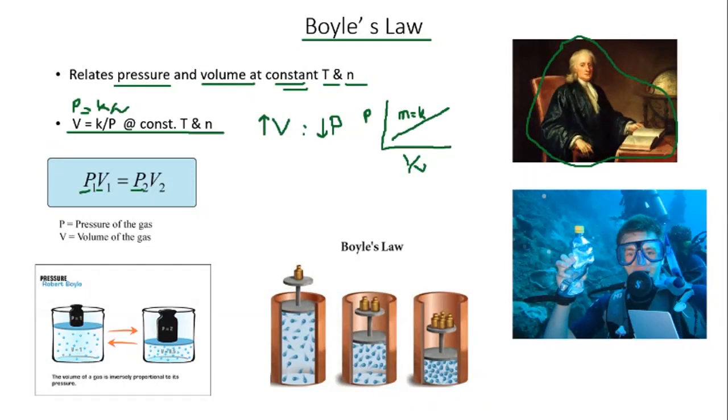Now, this picture down here is illustrating Boyle's Law. The weights signify pressure. The cylinder signifies volume. The dots or the spheres represent the amounts. There's the same number of spheres in each one of these diagrams. The blue color signifies temperature, so it's the same temperature. As we increase the pressure by adding more weights, you see that the volume decreases respectively.